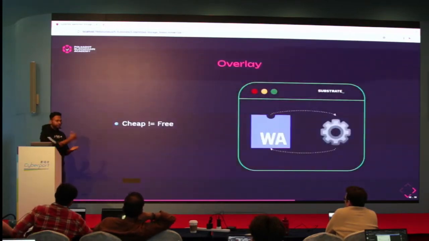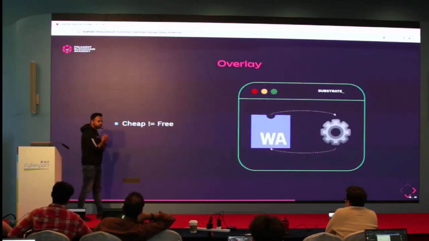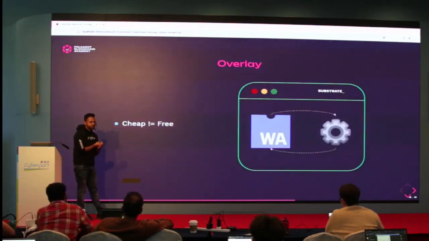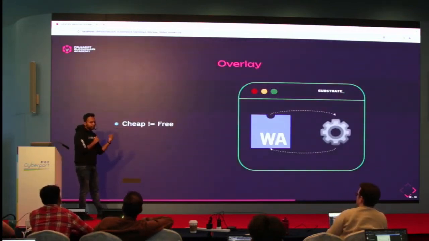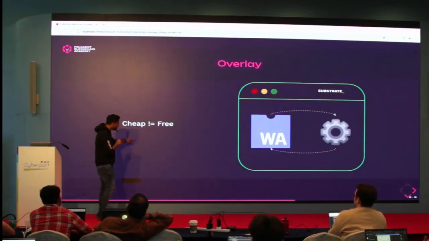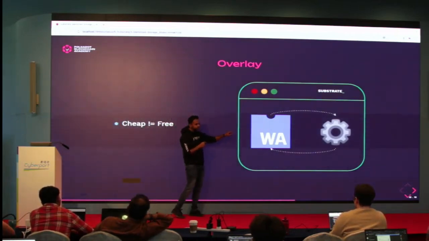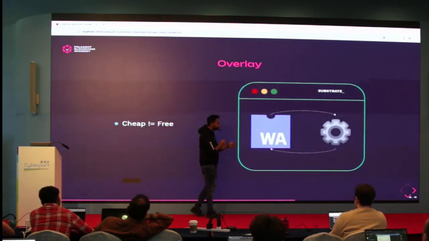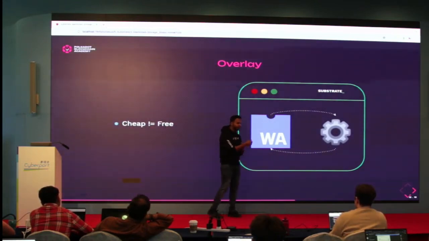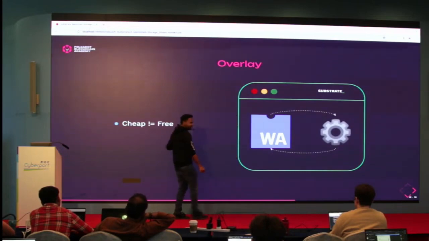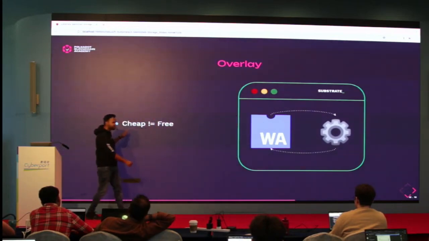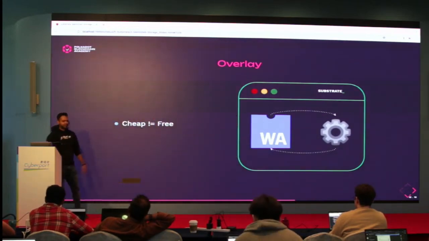I said it's cheap, but you have to remember that it's still not free. You're not hitting the database, but you're still crossing the boundaries of WASM. The overlay is on the node side, which means you still have to do serializing and deserializing. So it's not free. It's cheaper than database reads, but it's not free.